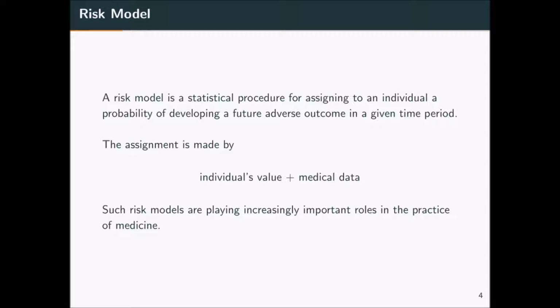Now, let's first talk about the main idea of risk model. A risk model is a statistical procedure for assigning to an individual a probability of developing a future adverse outcome in a given time period. The assignment is made by combining his or her values for a set of risk-determining covariates with incidence and mortality data and published estimates of the covariates' effects on the outcome. Such risk models are now very important in the practice of medicine.